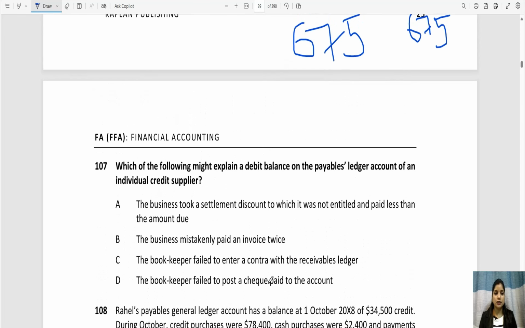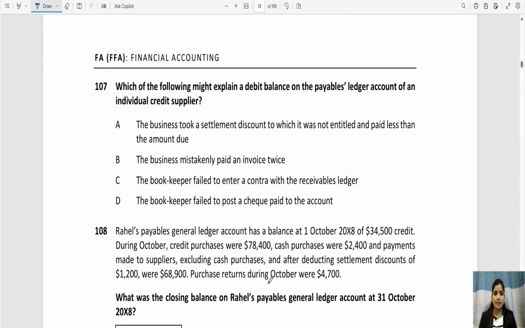So let's start today's question. That's 107. And what the question says is, which of the following might explain a debit balance on a payable ledger account of an individual credit supplier?